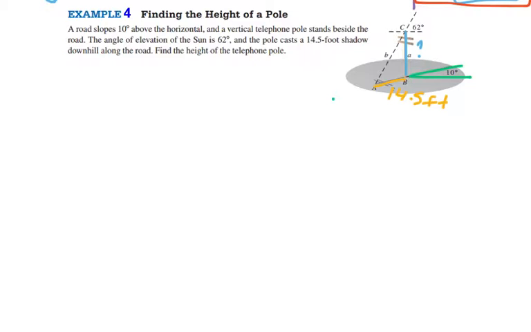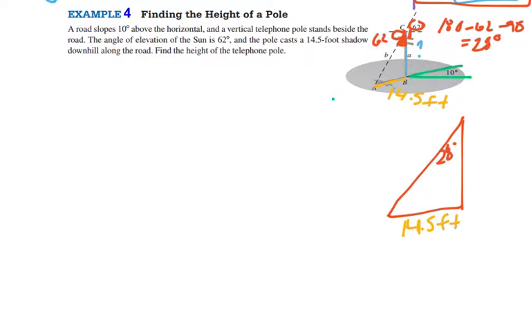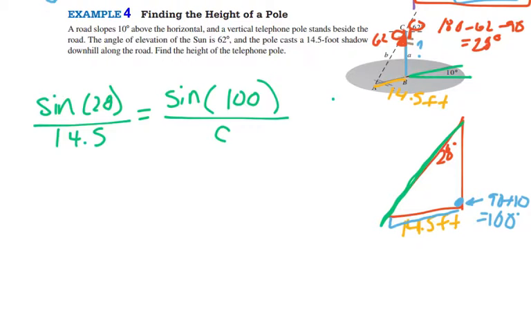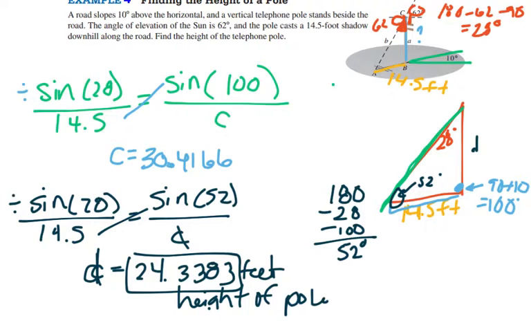Alright, so this idea of the 10 degrees here, this angle is 62, and that is the height of the pole.